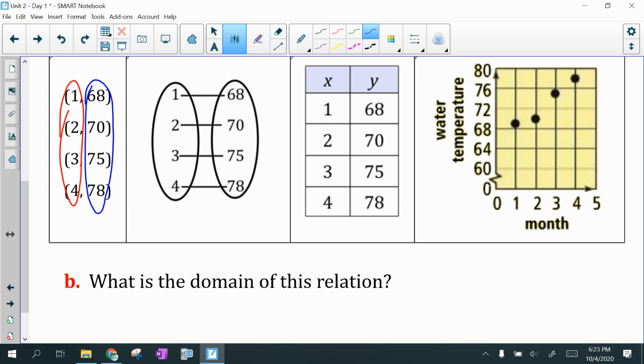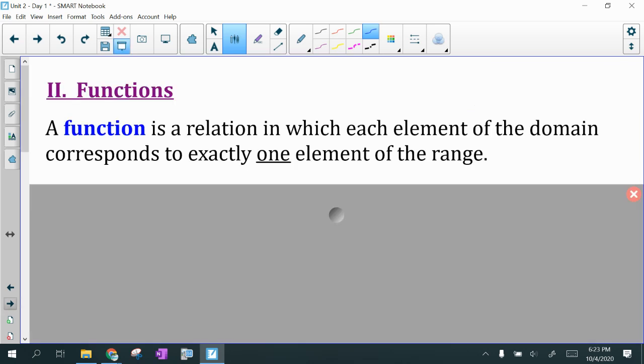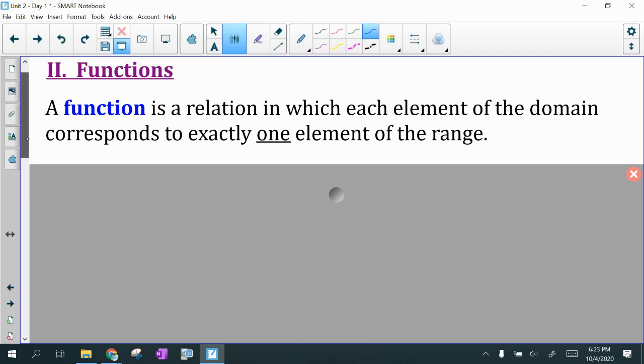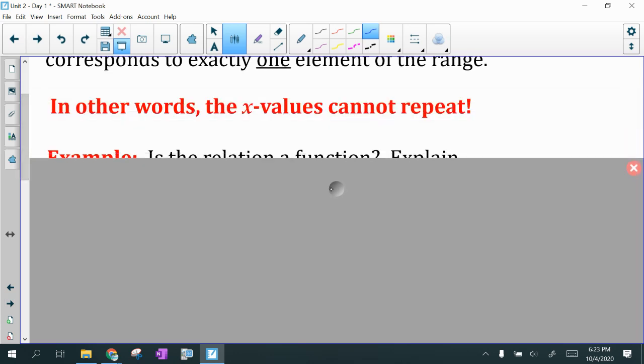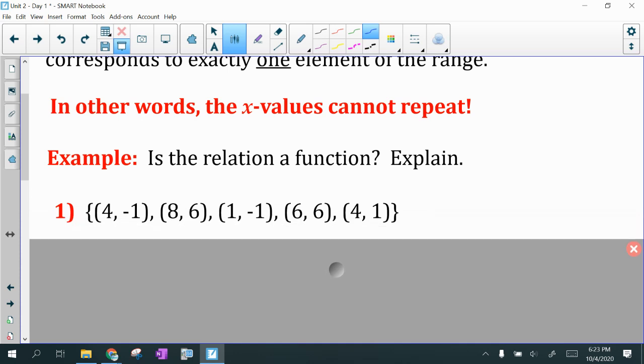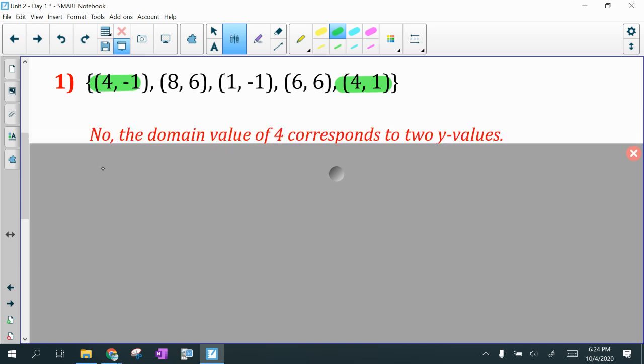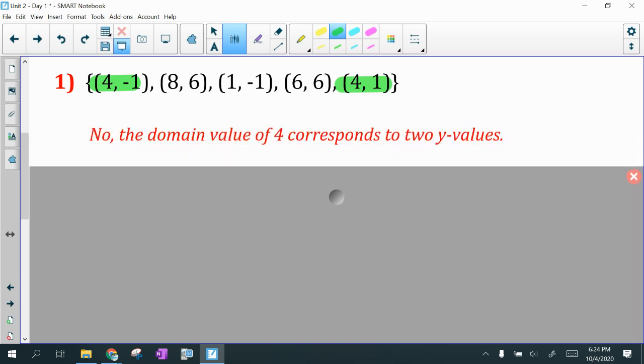Okay, anyway, back to the next stuff in terms of more examples. Again, a function is a relation in which each element of the domain corresponds with exactly one element of the range. So please be careful and emphasize that. So we'll take a look. X values can't repeat. Is this relation a function? I'm going to look and say, okay, I've got 4, -1, 8, 6, 1, -1, 6, 6, and 4, 1. And I'm truly hoping that many people are right now saying, yeah, I've got 4 here and I've got 4 there, and they're 2 different y coordinates. Because I'm seeing 4 with different y coordinates, no, that doesn't work.